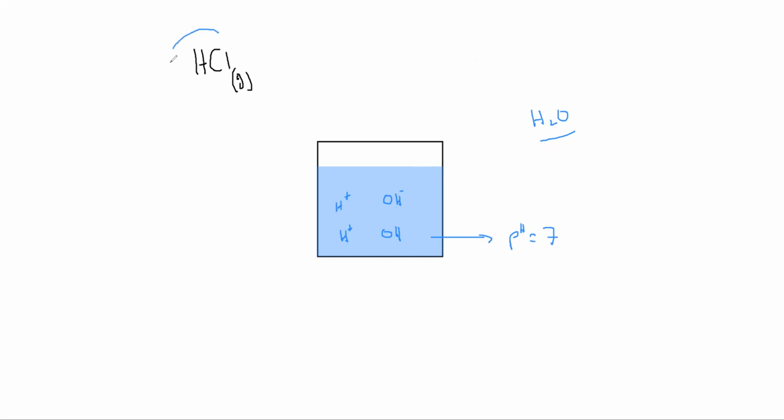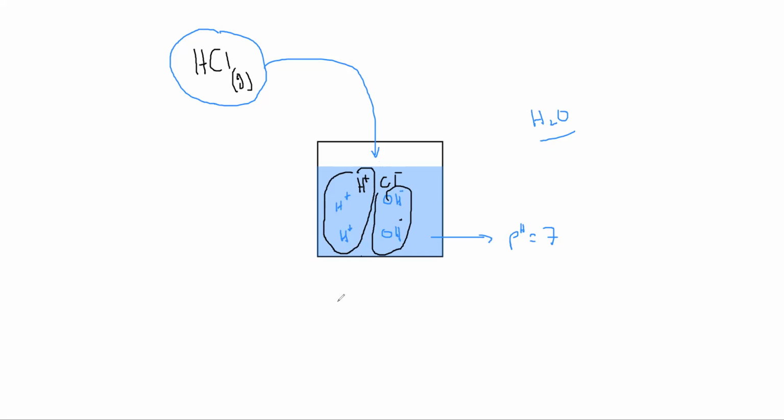Now what happens? I have hydrogen chloride gas and I pass this hydrogen chloride gas through water. It will dissociate into H+ and Cl-. Now the balance is shifted. You can see now in the solution you have more hydrogen ions and few hydroxide ions. So what will be the nature of this solution now? It will turn acidic.